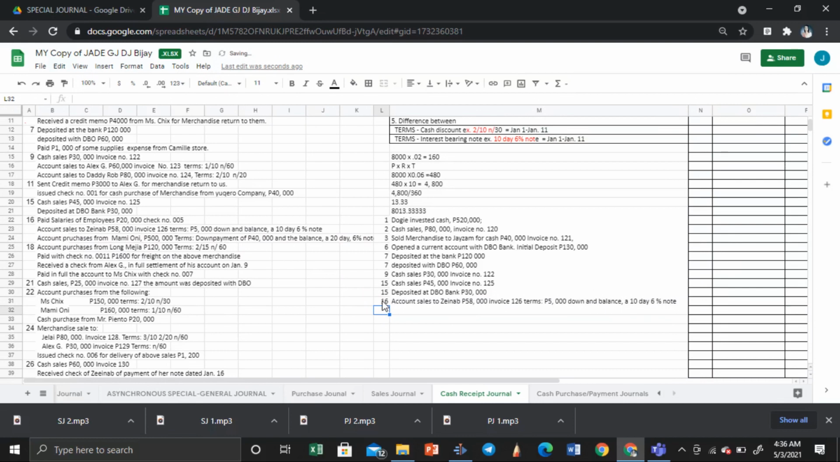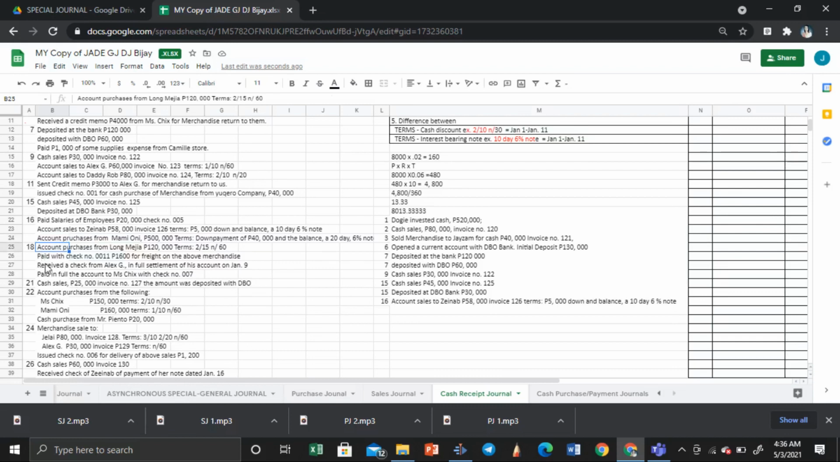And then, let's record the date. Don't forget that. Okay, January 16. How about this one? Account purchases from Mommy Oni, 500,000. Terms, down payment 40,000, balance 20 days, 6%. May down payment kaso it's all about account purchases, so not included. Account purchases, cash receipt journal, mga anak, tatandaan ng cash receipt journal is only for the sales.